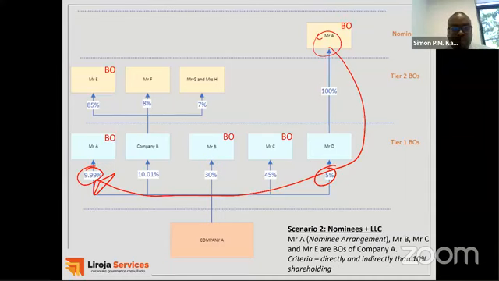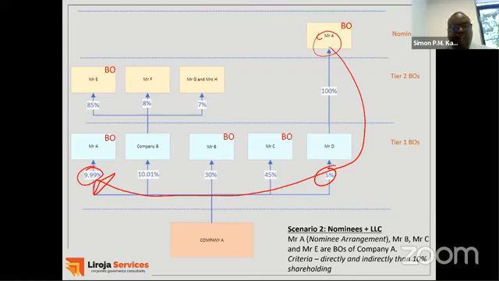So, E, F, G. So here we have said Mr. E becomes a BO. Mr. F, Mr. G, and Mrs. H are not BOs because their percentage in company B is less than 10%. So that's a question that had been asked by a guest in company B.